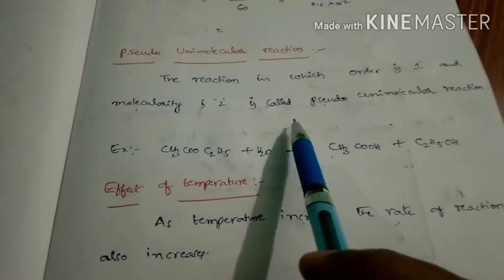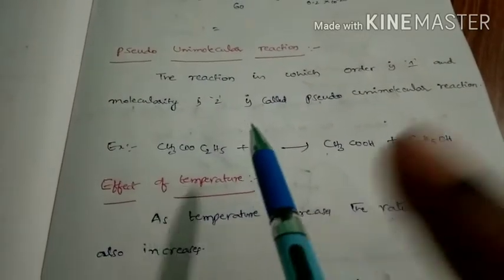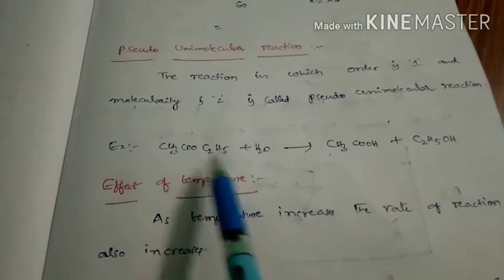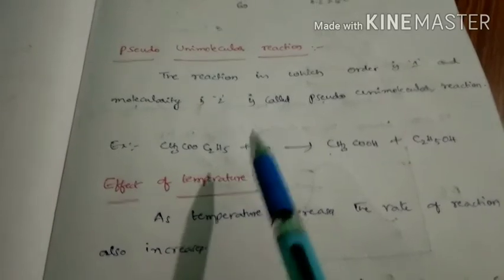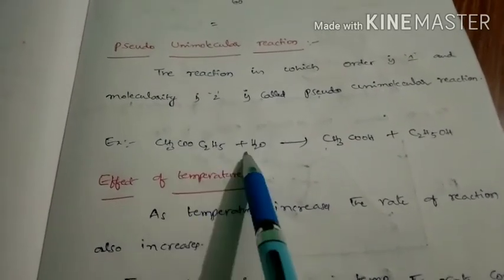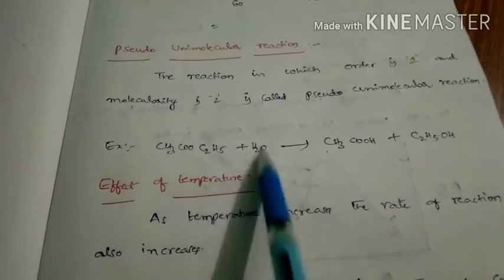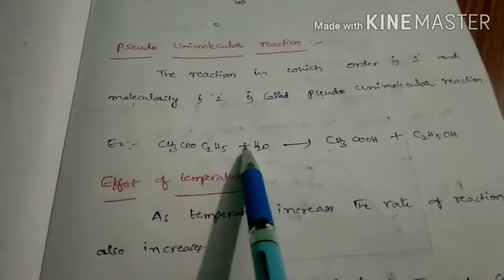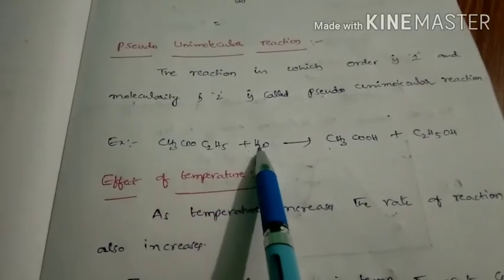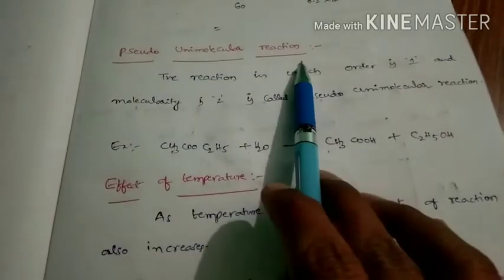But in case of molecularity, it is the number of molecules participating in an elementary step. This is an elementary step, that means a single step or slow step. So in this, how many molecules are participating? 2 molecules. One ester molecule, one water. So this is bimolecular, nothing but molecularity is 2. So this is the example for pseudo unimolecular reaction.